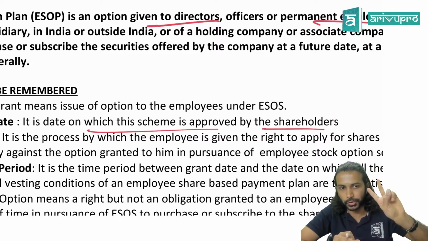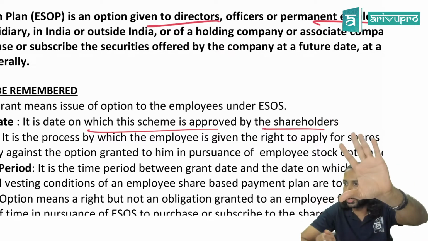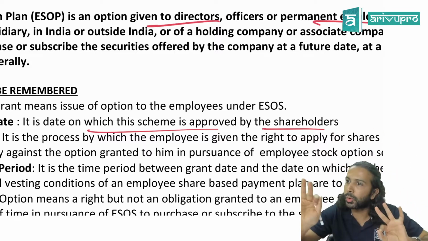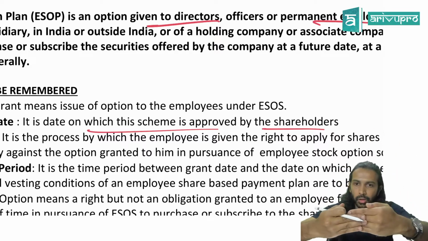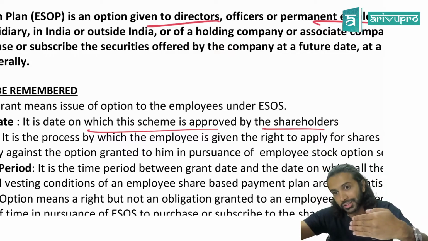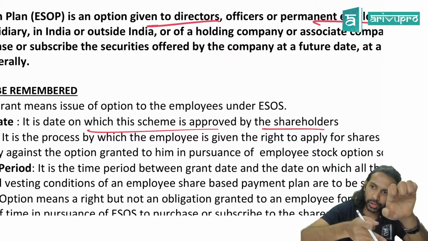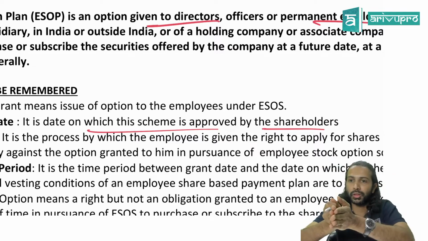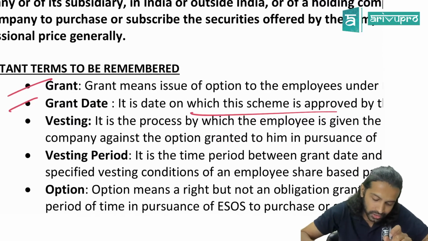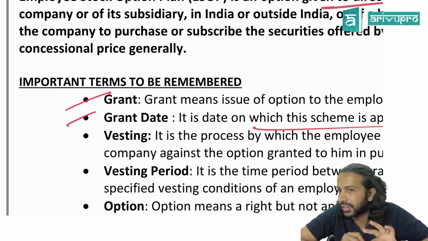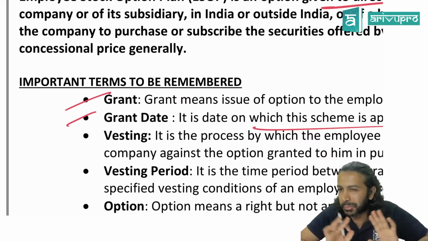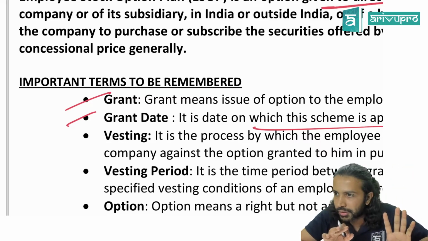Got it? Two features for a grant date: both the parties should agree, and shareholders should approve. If shareholder approval is not required, then the day on which both parties agree becomes your grant date. If shareholder approval is required, then both parties should agree as well as shareholders should approve. The day on which these two criteria are met, that particular date we call the grant date. Easy. Don't have to mug it up. These terminologies will come, just know what they mean. Is this fine so far?